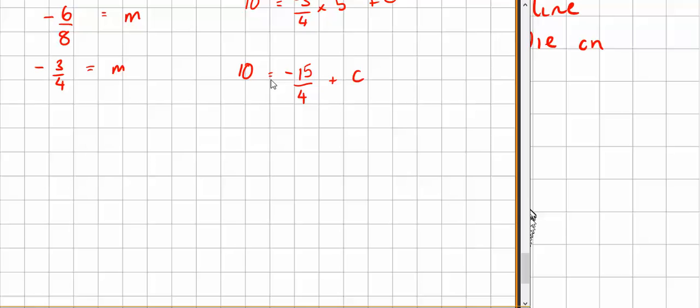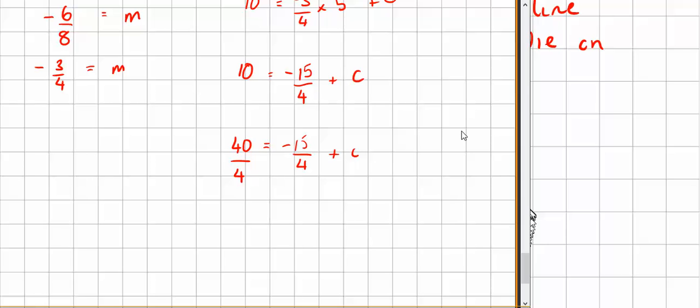So, when I'm dealing with fractions, I have to have the same denominator. So I've got negative 15 over 4. I need 10 to be something over 4. So what would it be? I'm just converting it into another number. 10 is what over 4? 40 over 4. Okay? Got that?